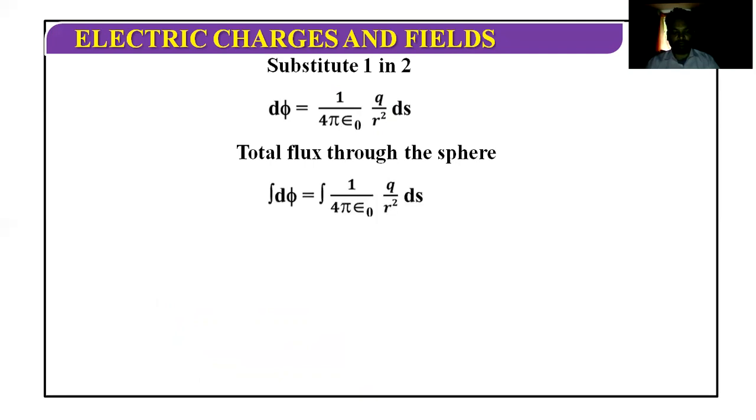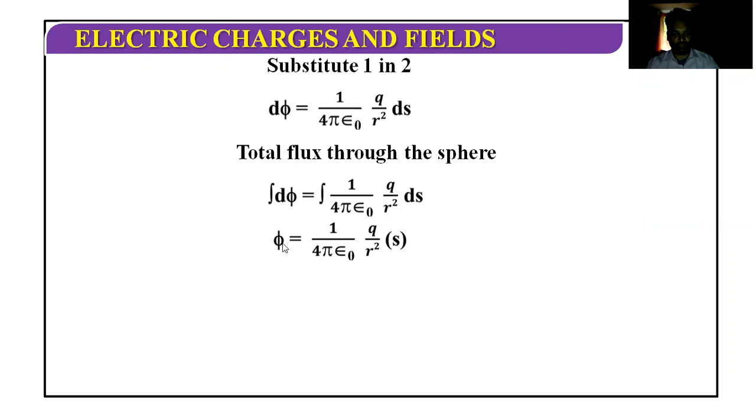Now the total flux of a Gaussian surface, we can find out by integrating d phi. Here we will integrate ds because the electric field is fixed. A fixed electric field is coming radially outward from the Gaussian surface, so this can be taken outside of the integration, and only in the integration we have ds. So when we integrate ds, we will get S. This is constant, it is out of the integration, and d phi becomes phi.